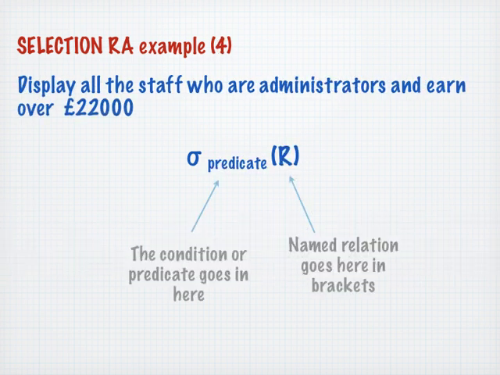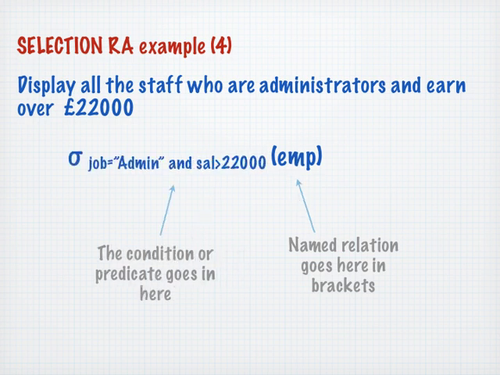Display all the staff who are administrators and earn over 22,000. Step 1, work out what the name of the table, the name of the relation is that we're actually working on. Well, it's the emp table again. And only show staff who are administrators and earn over 22,000. So this is a little bit more complicated because there are 2 tests that need to be performed. We're only interested in people whose job equals admin.